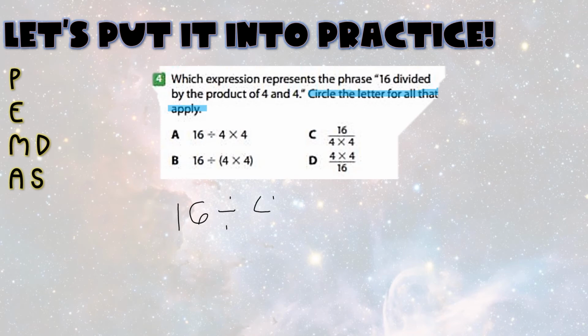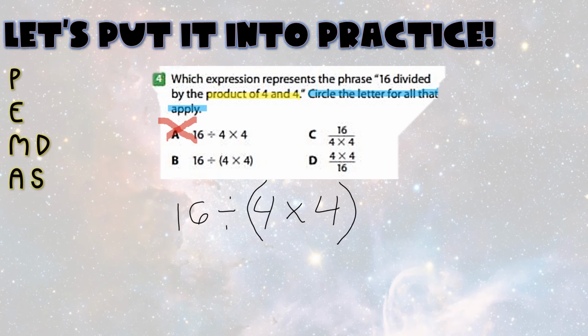So the product of 4 and 4 is 4 times 4, but we're doing 16 divided by 4 times 4. So I think it might be a good idea to put parentheses, because in this instance, if we didn't have parentheses, then we would divide first. So it's saying the product of 4 and 4, like it says right here, those two go together and they have to be solved first. So I already see that this one could not be correct because of what I just said.